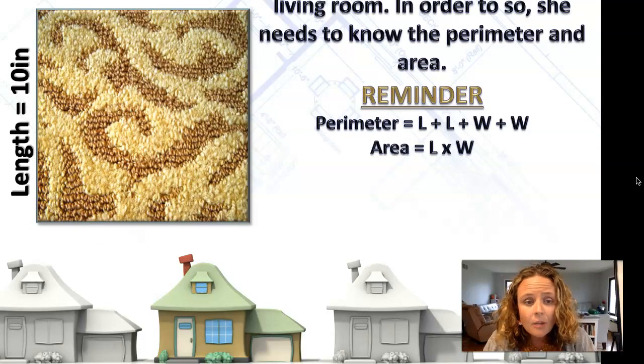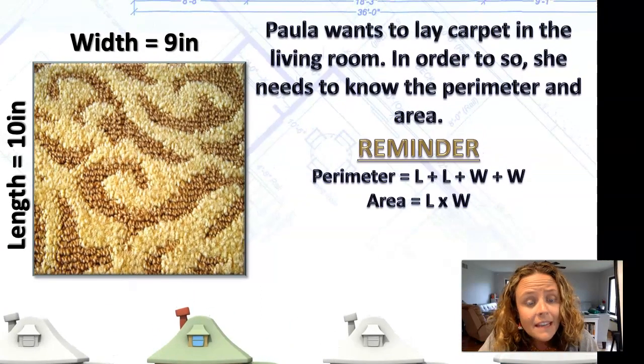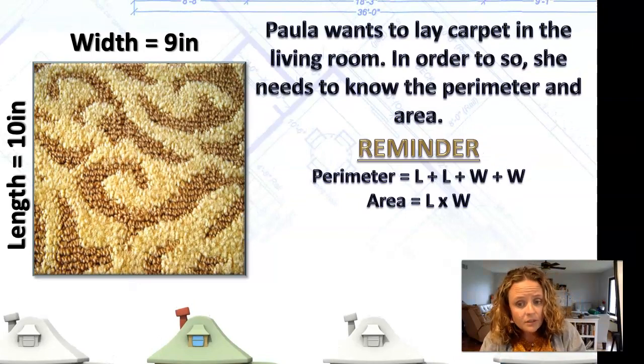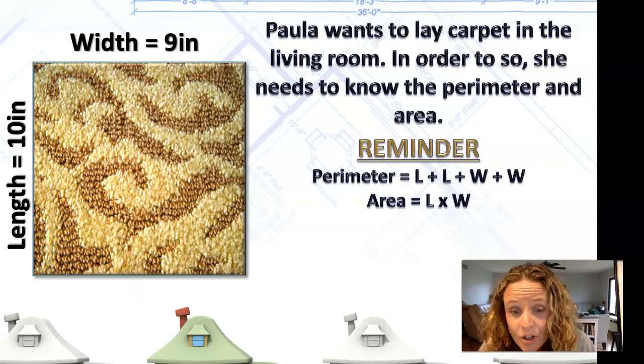Paula wants to lay carpet in the living room. In order to do so, she needs to know the area and perimeter. Pause the video, do this work, come on back. Welcome back, friends. I'm sure when you were finding the perimeter, you said, well, length is 10 inches, 10 plus 10 is 20. Width is 9 inches, 9 plus 9 is 18. 18 plus 20, we're looking at 38 inches of carpet.